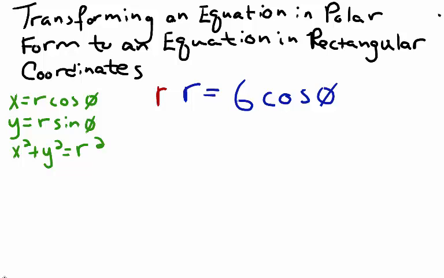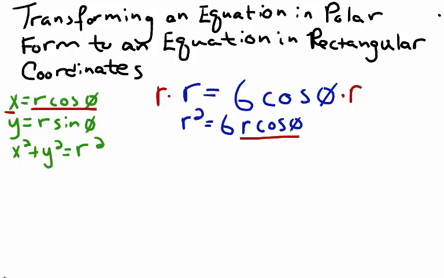We'll begin by multiplying both sides of our equation by r. This gives us r squared equals 6 r cosine of theta. r cosine of theta equals x. So we'll rewrite our equation as r squared equals 6x.